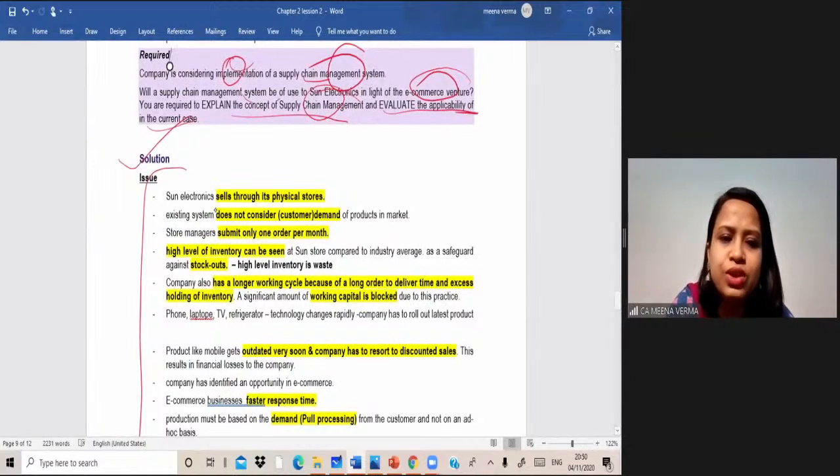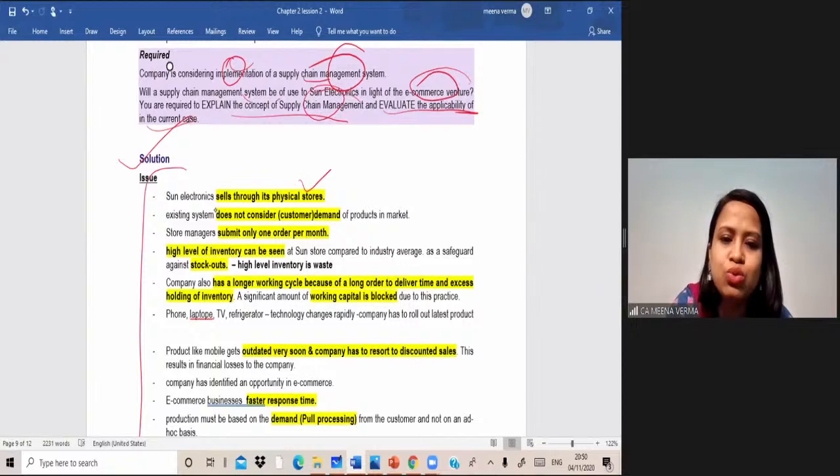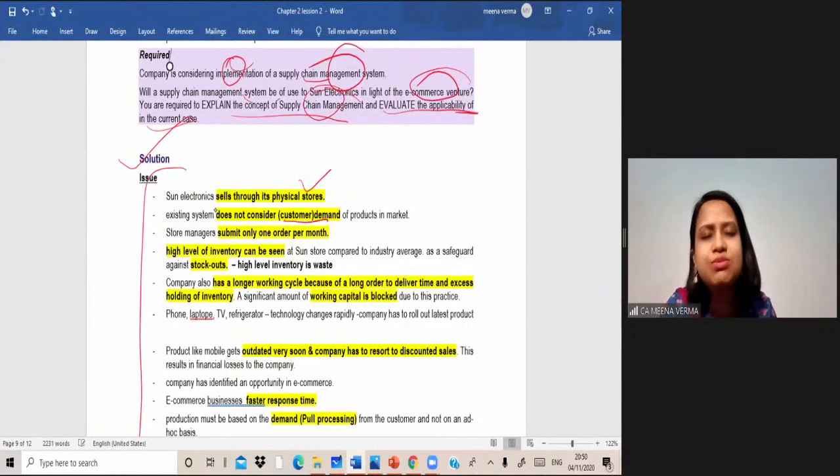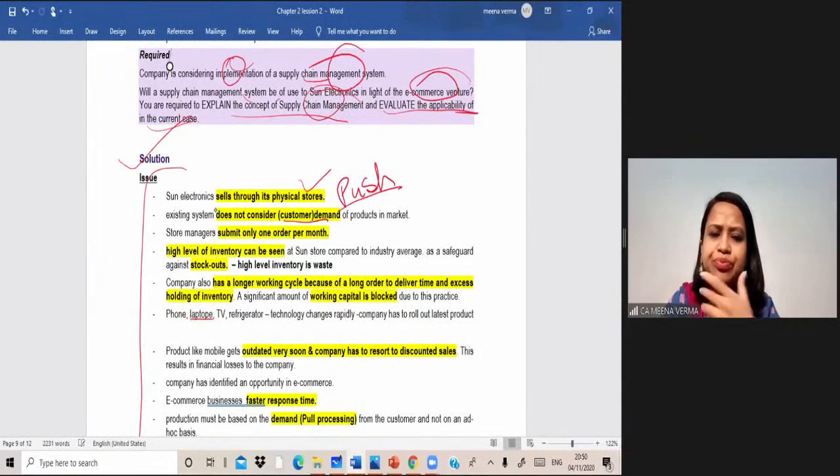Okay, so the first point is that they are selling their product through physical stores. They do not consider customer demand, customer needs and wants. They ignore the customer, which means they are working on a push system, which is not a good system now.